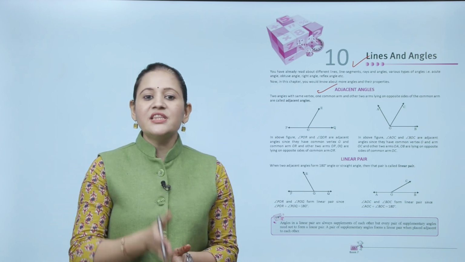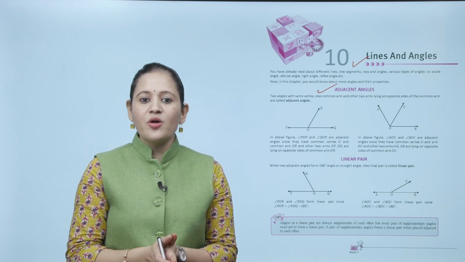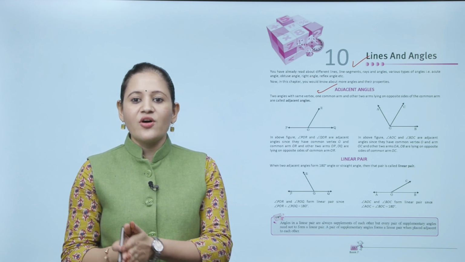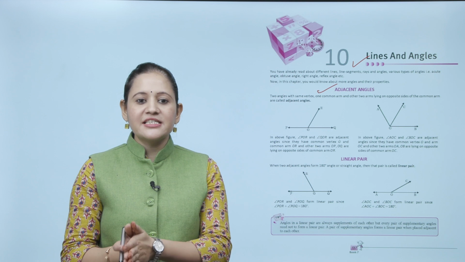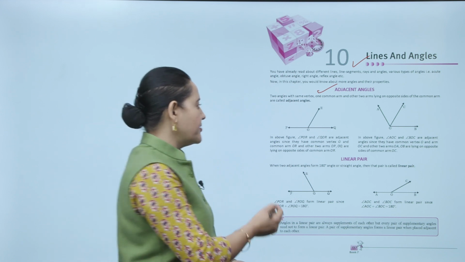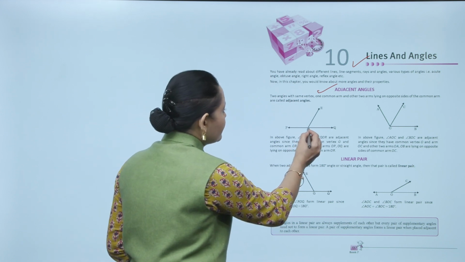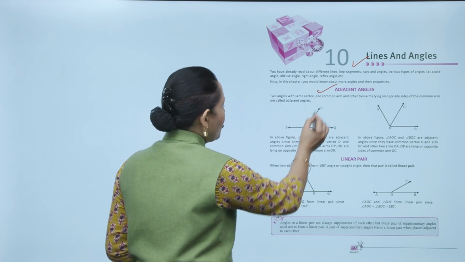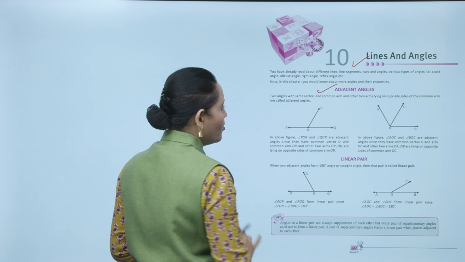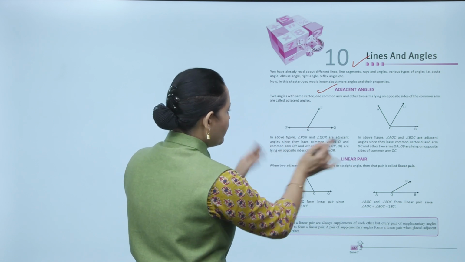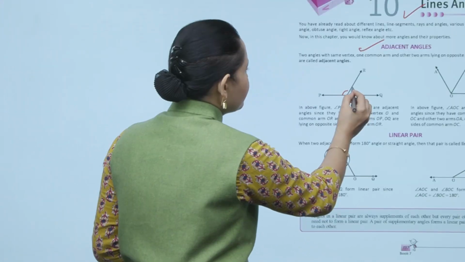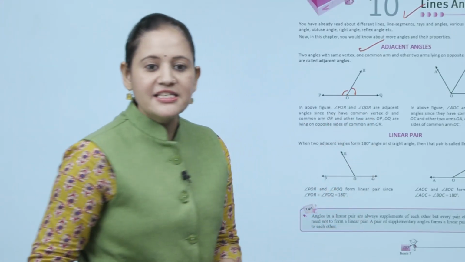Two angles with the same vertex, one common arm, and the other two arms lying on opposite sides of the common arm are called adjacent angles. Like here, they have a common vertex O and one common arm, that is RO, and the two other arms are OP and OQ. So these two angles, this one and this one, are adjacent angles.